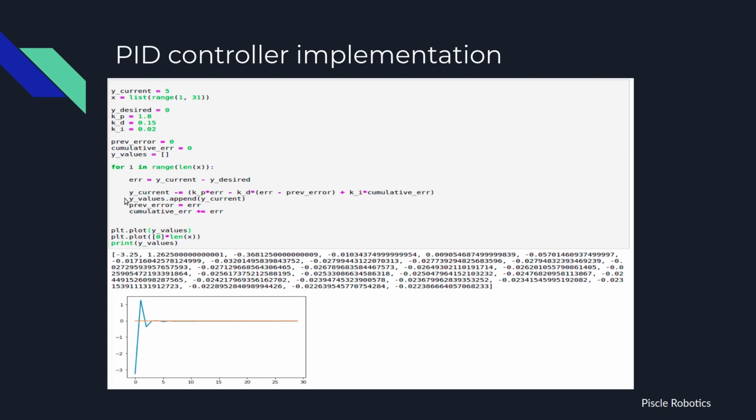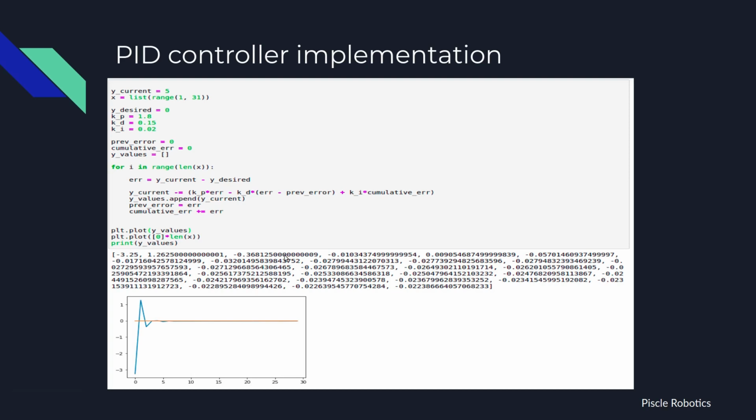Once the new y current value has been computed, we are just going to append that value to the y values list, and over here we say that previous error now becomes the error that was computed in this particular iteration, which will become the previous error for the next iteration. So that's how the previous error is calculated. And cumulative error is basically the sum of all the errors computed in the last iterations as well as this iteration. So we just sum up the error calculated in this iteration. That's how the previous error and the cumulative error are computed.